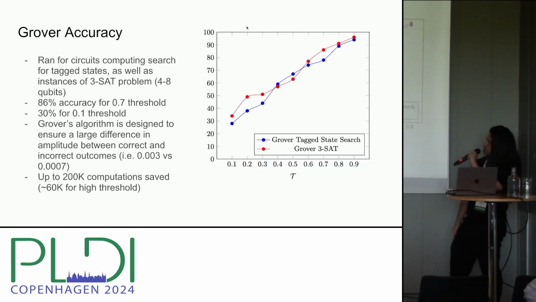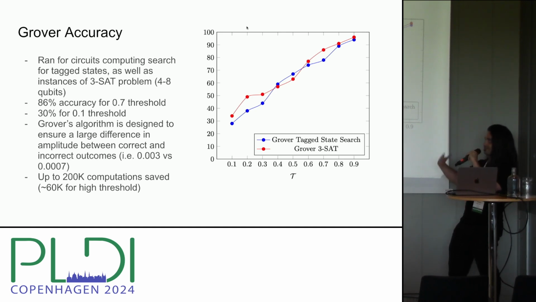So we tested this on Grover for searching text states as well as different instances of three-SAT problem at up to 8 qubits. We were able to get 86% accuracy for 0.7 threshold. That is, we didn't do 30% of the work, and we still got good results.